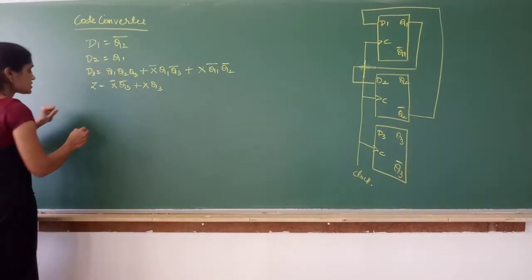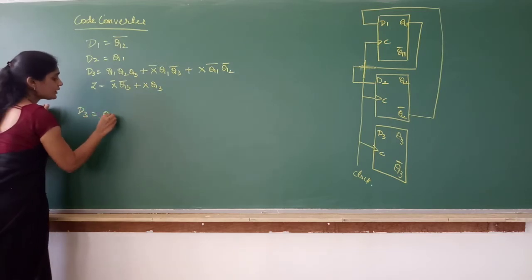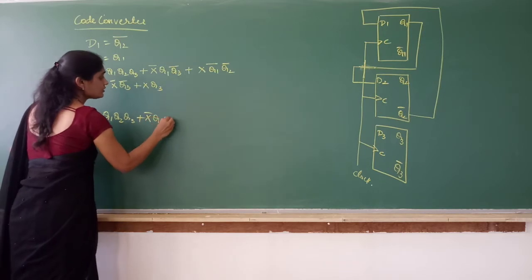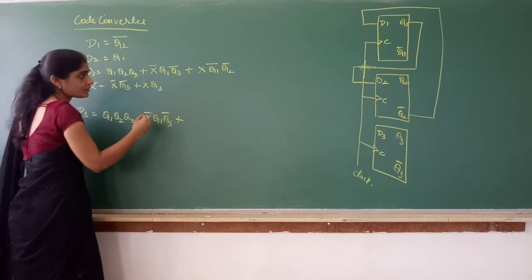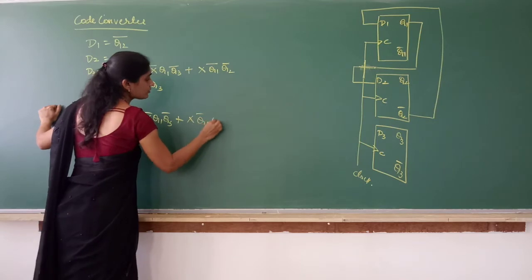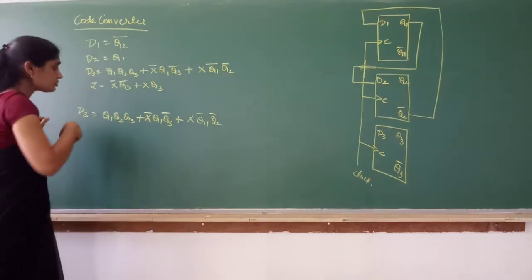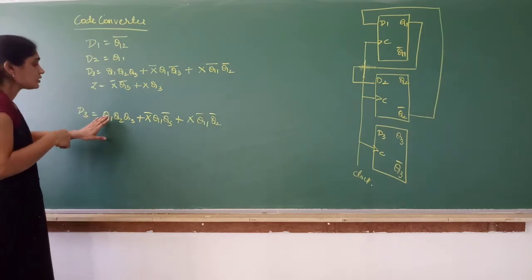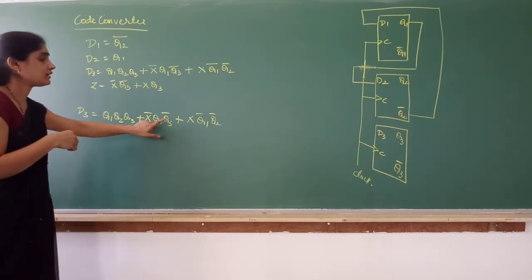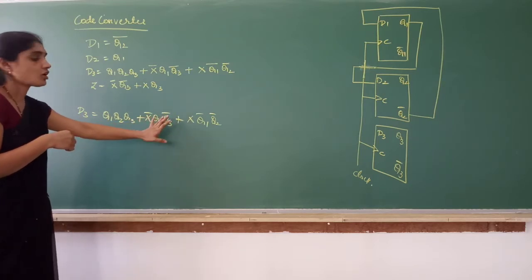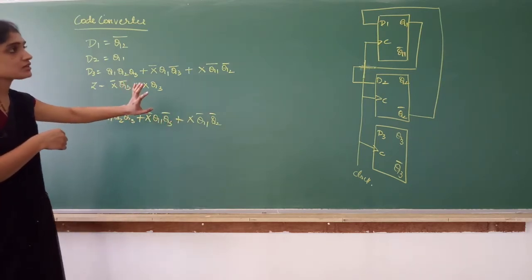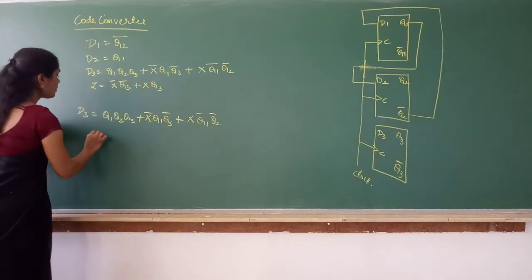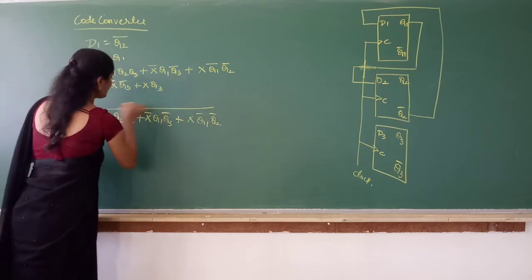So the D3 equation, I will take it again here: Q1 Q2 Q3 plus X bar Q1 Q3 bar plus X Q1 bar Q2 bar. What is X? X is an input variable. In the exam you can write Q1 Q2 Q3 to an AND gate and then use an OR gate. But I am writing the circuit the way we generally do, using NAND gates. So how can we use NAND gates for this? You have to take a double complement.